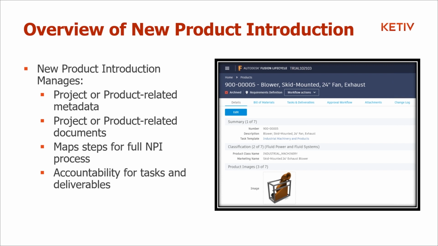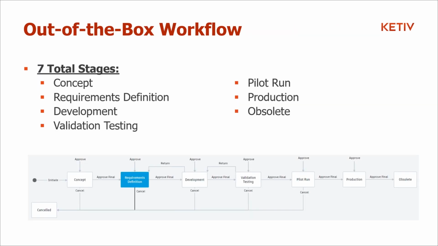Through each stage that you go through this NPI process, there are different deliverables and there are different tasks that need to be done. And you can give accountability and you can make it very clear who is responsible and what date they need to have items done by, having all of that information in the NPI workspace inside of Fusion Lifecycle. So as I mentioned a little bit earlier, it is a stage-gate process.